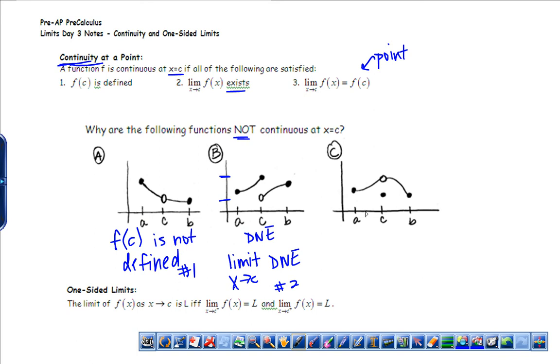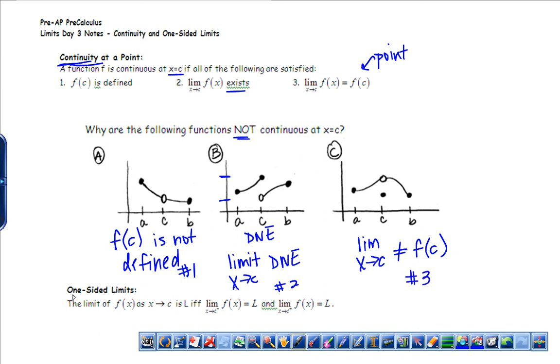And of course this is going to be number 3, because as we approach c from the left side, we approach this hole, and as we approach c from the right side, we also approach this hole. So we're not going to a specific point. The limit as x approaches c does not approach a point, and that would be number 3.